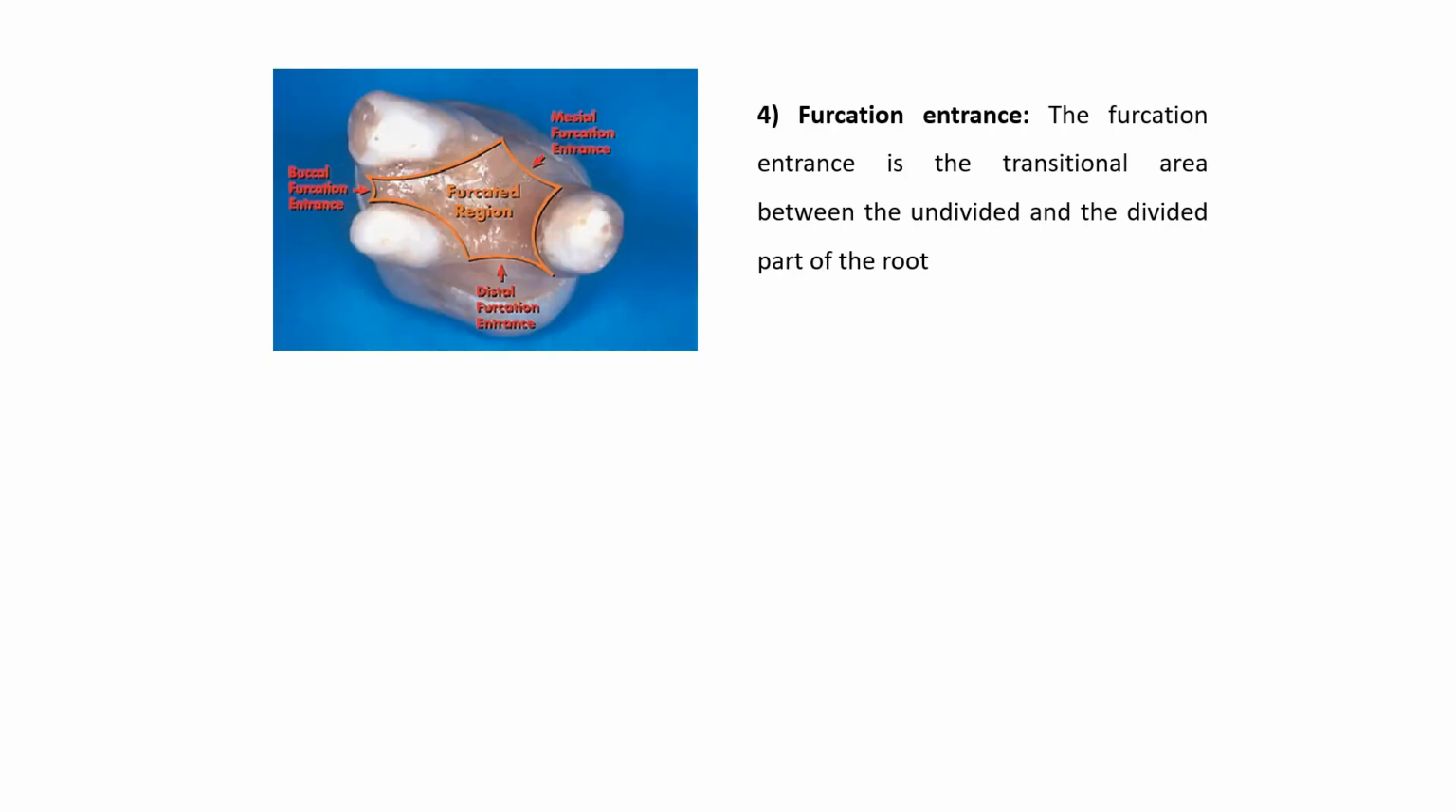Next is furcation entrance. So here you can see that if there are three roots present, this is the example of a maxillary molar where there are three roots. The area between the two roots will be taken as furcation entrance. Now there are three furcation entrances in the maxillary molars: the mesial furcation entrance on the mesial part, the distal furcation entrance between the distal root and the palatal root, and the buccal furcation entrance between the mesiobuccal root and the distobuccal root.